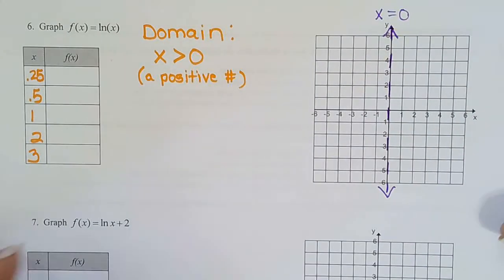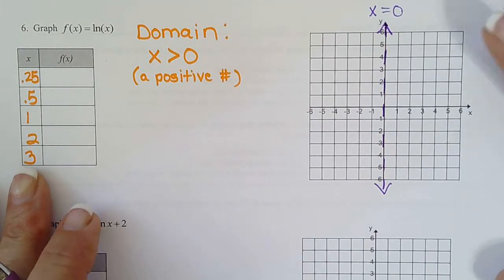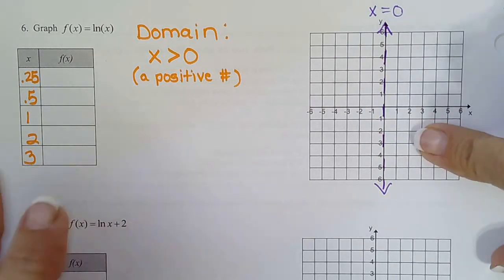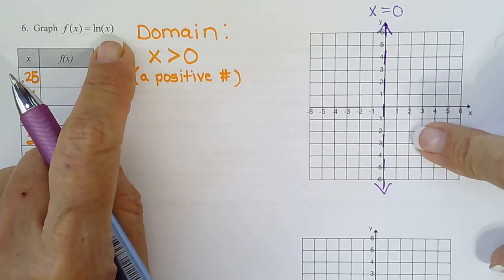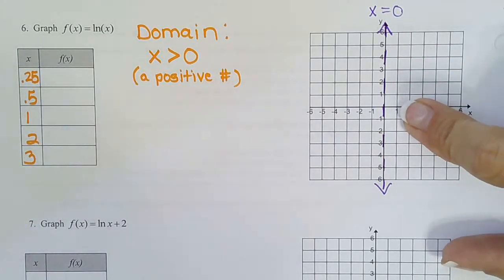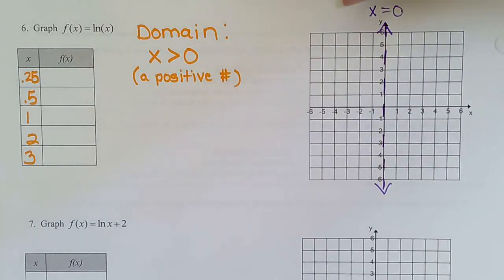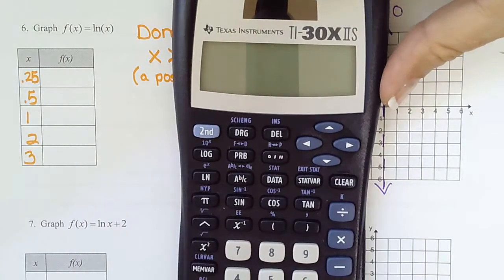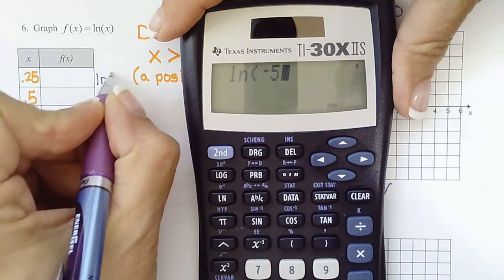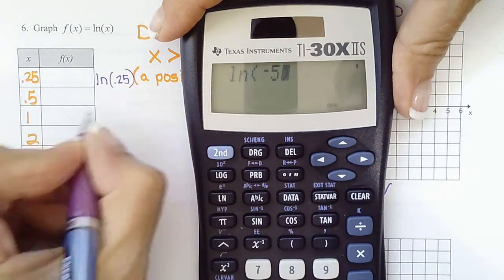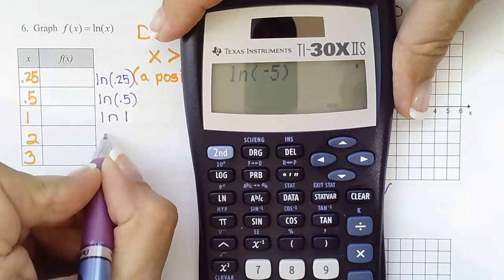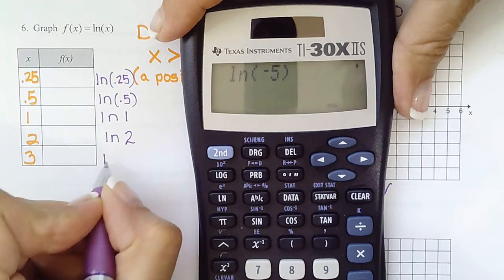And they do ask you on ALEKS, on paper pencil tests, to sketch that asymptote and to tell them what it is. So when the function has not been shifted left or right or up or down, well, up and down don't affect it, but left or right does, it's going to be x equals 0. So now we can plug these values in our calculator. So we're going to do ln of 0.25, ln of 0.5, ln of 1, ln of 2, and ln of 3.